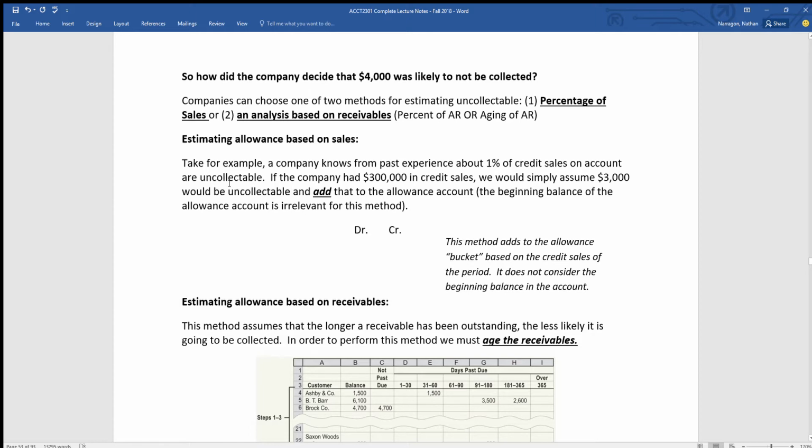Okay, so let's do the percentage based on sales. We know a company has past experience that about 1% of credit sales on account are always uncollectible. If the company has 300,000 in credit sales, we would simply assume 3,000 would be uncollectible and add that amount to the allowance account. All we did was take this 1% times 300,000. This is where we got 3 grand. So when we do this journal entry, we always do bad debt expense 3,000 and allowance for doubtful accounts 3,000, based on past experience. 1%, not too bad. But again, we don't change anything here.